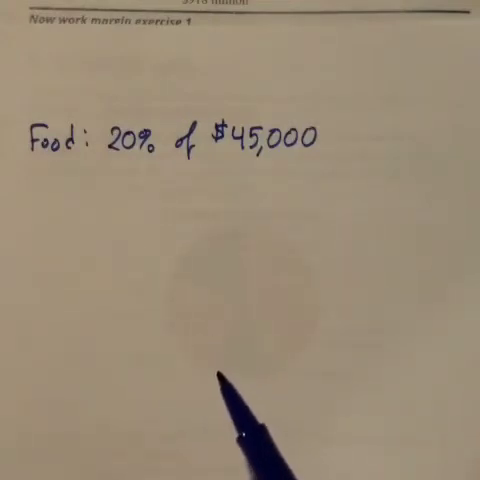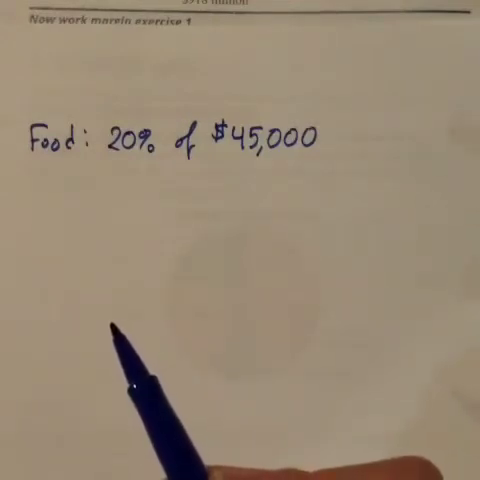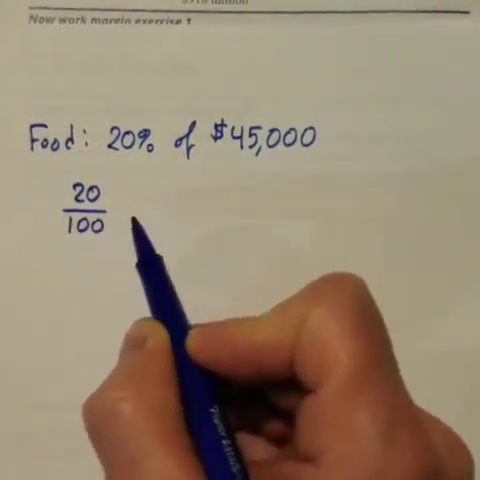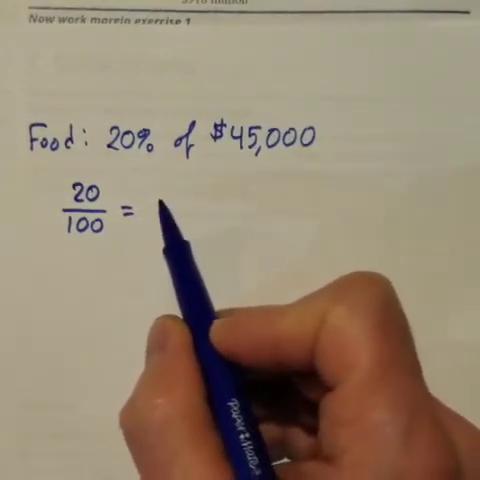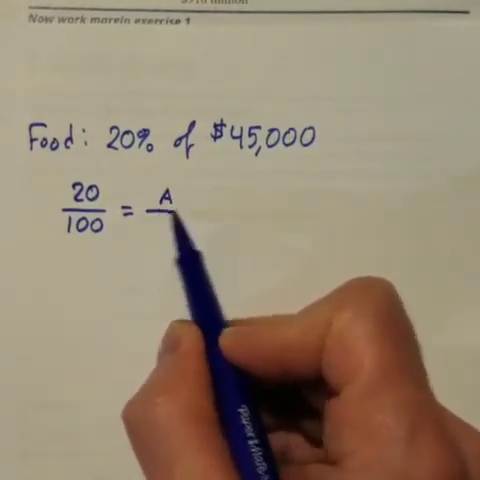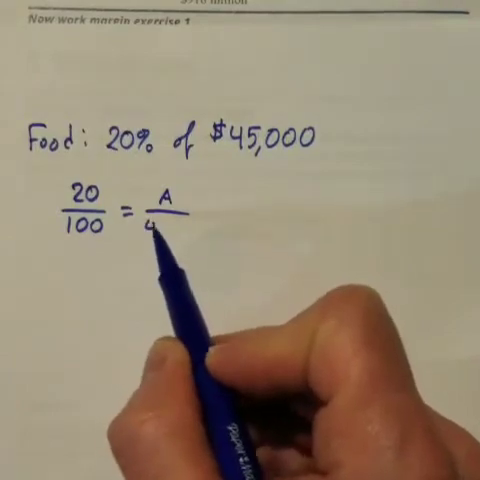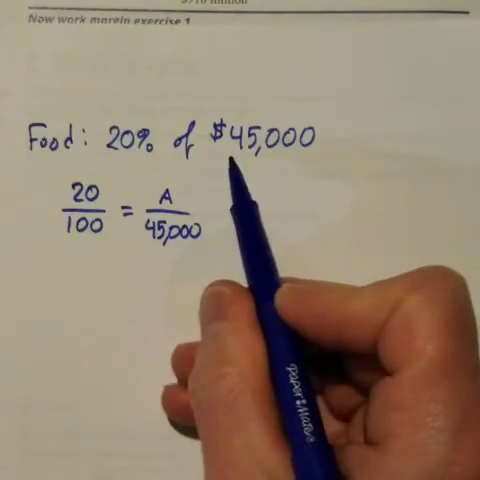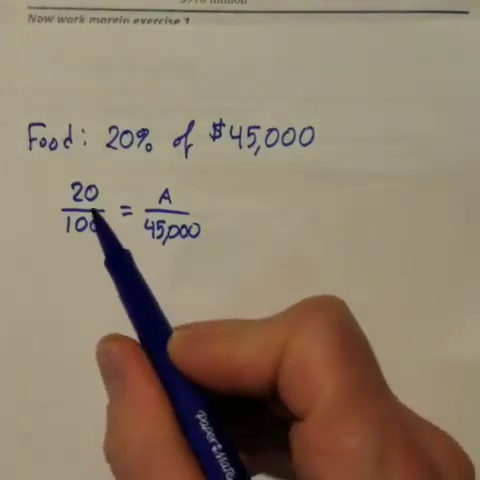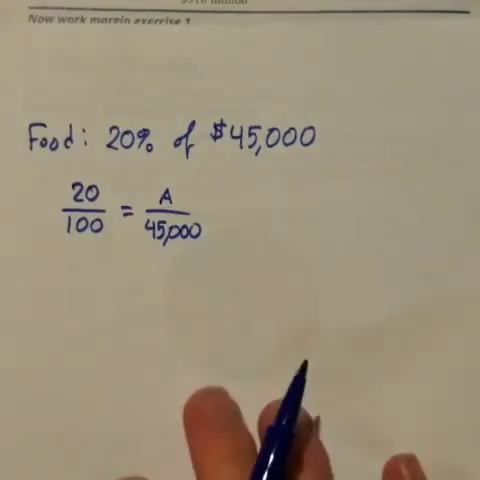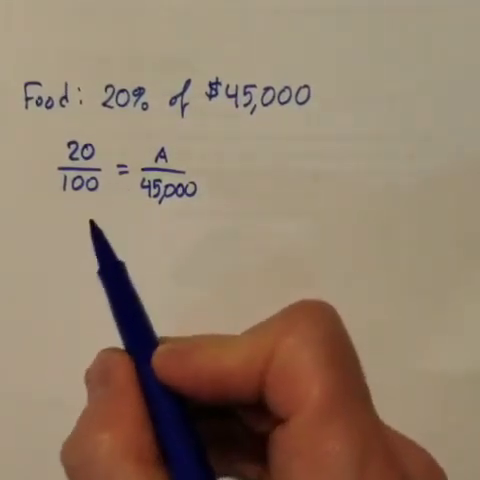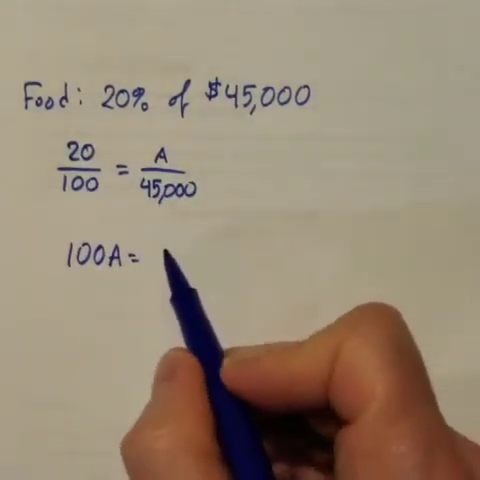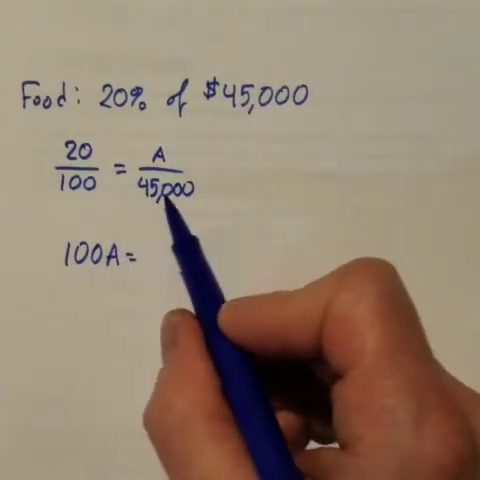Now remember, when we did percents earlier in this semester, there's a couple different things you can do, but you could set it up with a proportion. You could say 20 over 100, that's your percent over 100, equals the amount which we don't have divided by the base. The base is 45,000. The reason I know the base is 45,000 is because it follows the word of. And so then I can do my cross multiplying and dividing. So I get 100A for the amount equals 20 times 45,000.